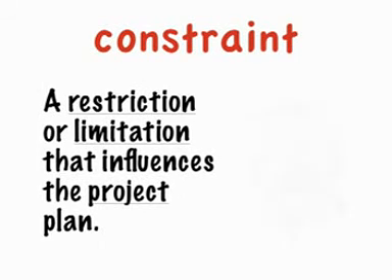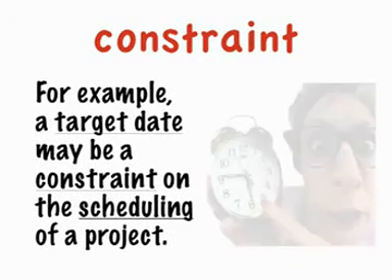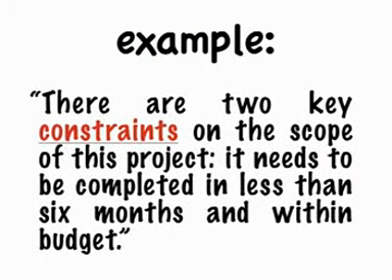Constraint. A restriction or limitation that influences the project plan. For example, a target date may be a constraint on the scheduling of a project. There are two key constraints on the scope of this project. It needs to be completed in less than 6 months and within budget.